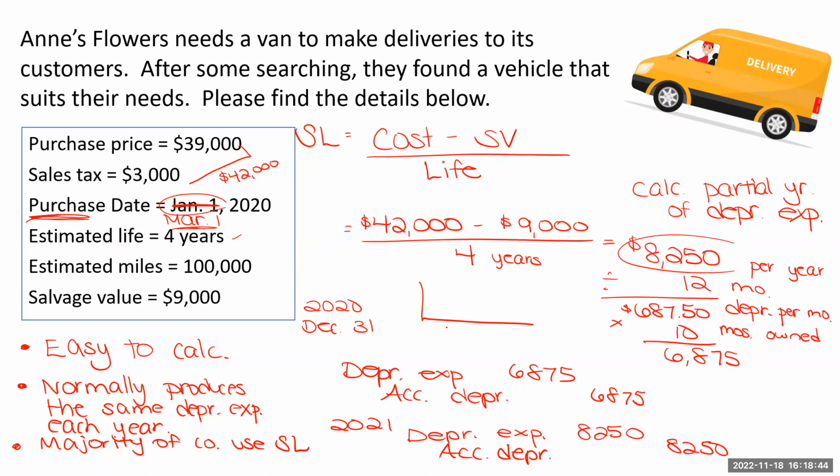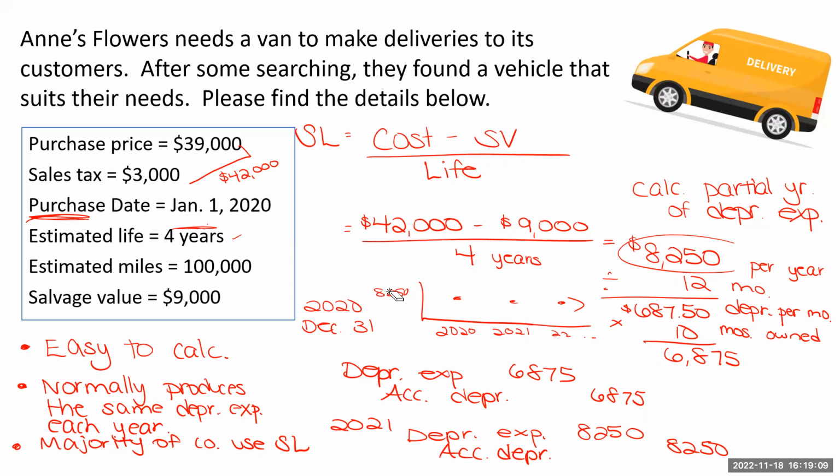And the reason it's called the straight line method is because if you were to plot it, again, assuming that we bought it on January 1st in 2020, 2021, 2022, etc., it would be 8,250 each year. So if you were to plot it, it would be a straight line. The only reason why it might not be, again, is if you didn't buy it on January 1st.